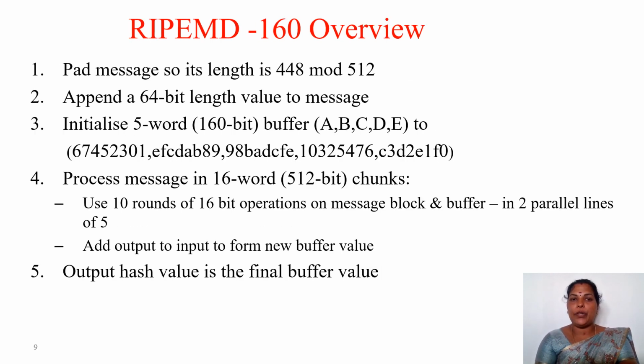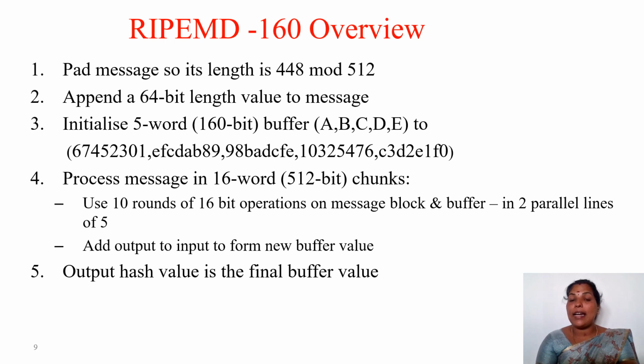So this is the overview of RIPEMD. It is similar to MD5. In MD5 we have seen 5 steps, and similarly here also we have 5 steps, with only some differences. First we pad the message so its length is 448 mod 512, and we append a 64-bit length value to the message. Then we initialize a 5-word buffer, ABCDE, to hexadecimal values. In MD5 also we did this. Then we process the message in 16-word, that is 512-bit, chunks.